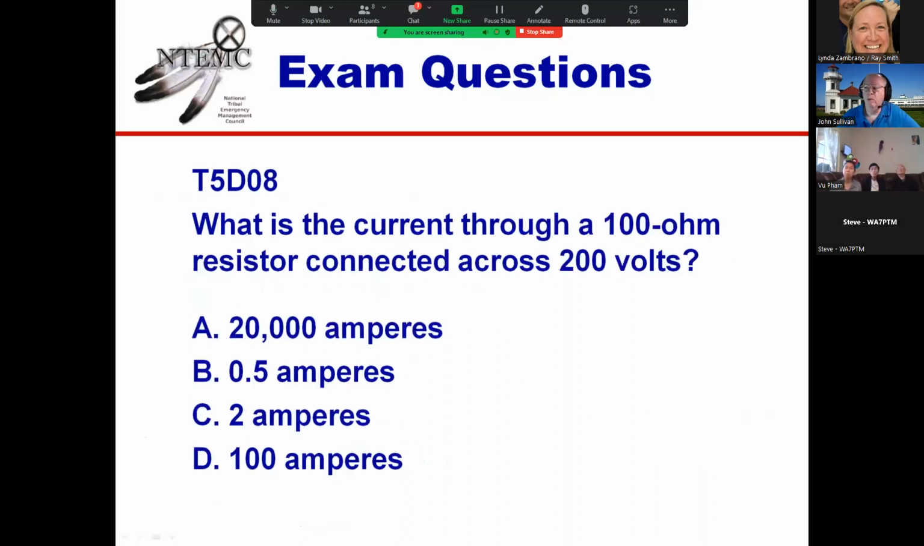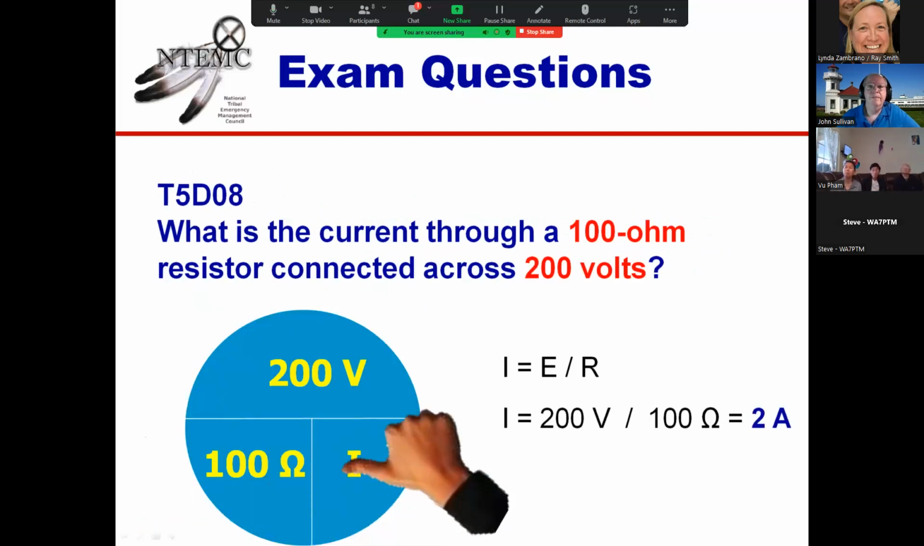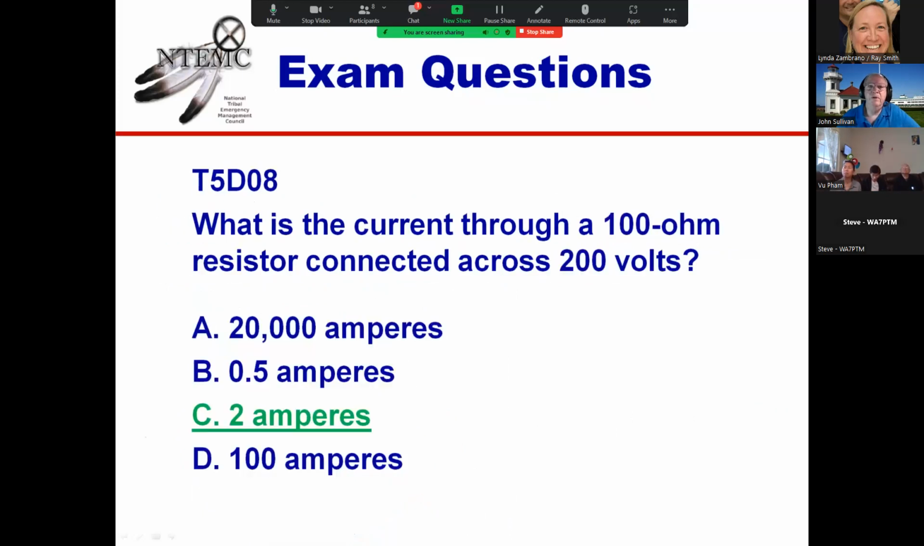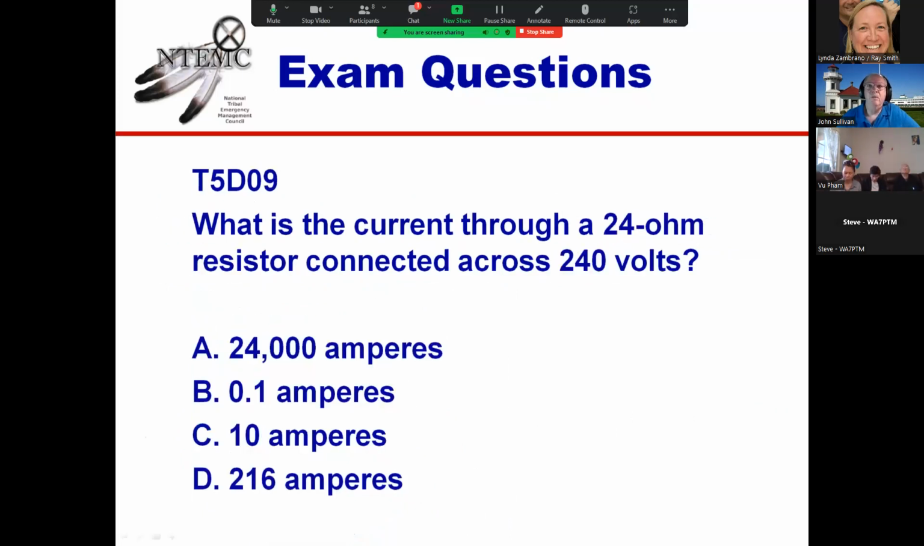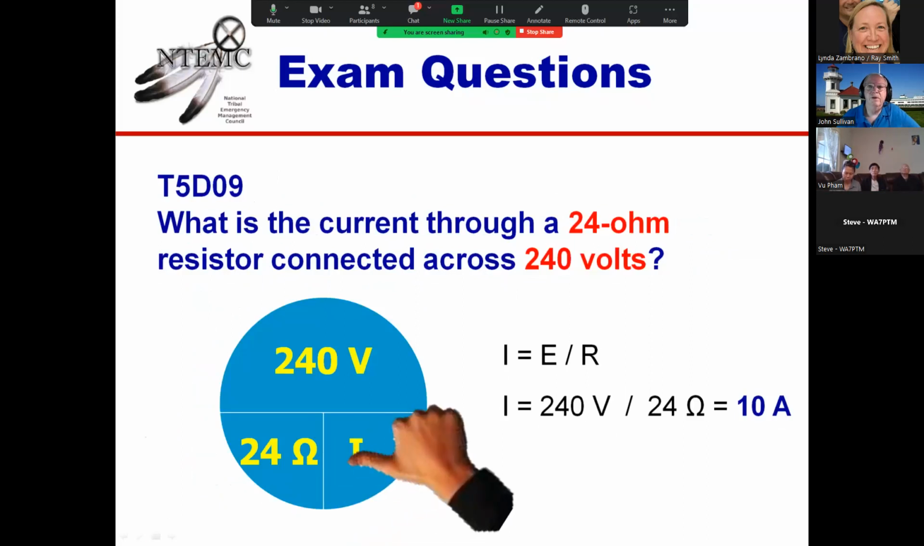What is the current through a 100 ohm resistor connected across 200 volts? Again, thumb over the current, voltage divided by resistance, 2 amps. There's a lot of these questions in the pool, but they're all solved the same way. What is the current through a 24 ohm resistor connected across 240 volts? Again, 240 over 24, 10 amps.